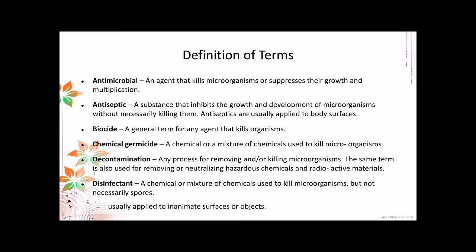When we talk about biological decontamination, this is usually antimicrobial or disinfecting. So, a disinfectant is a chemical or mixture of chemicals used to kill microorganisms, but it cannot kill spores. So, that's one problem with disinfectants. And unlike an antiseptic, it is usually applied to inanimate surfaces or objects. When we talk about an antiseptic, it is usually applied to body surfaces, such as alcohol. When you talk about a disinfectant, it is applied on tabletops and other non-biological surfaces.